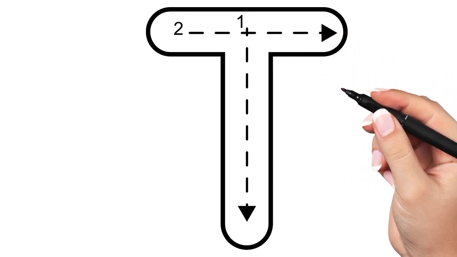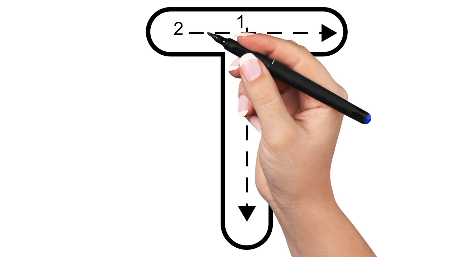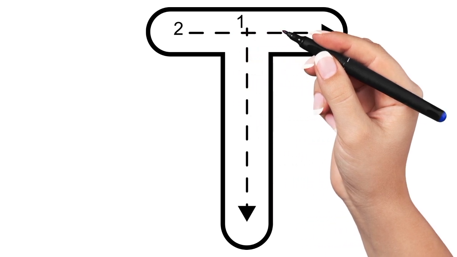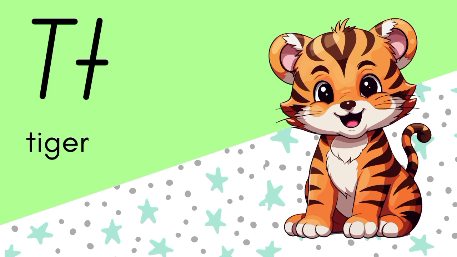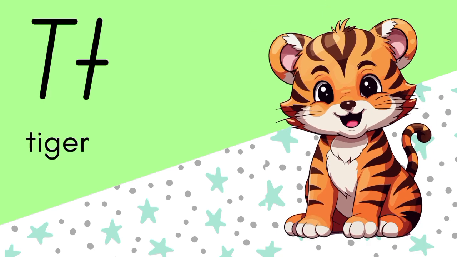1. First draw a straight line downwards. 2. Now draw a vertical line on top of the first line. Yes! It's T. And T is for tiger.